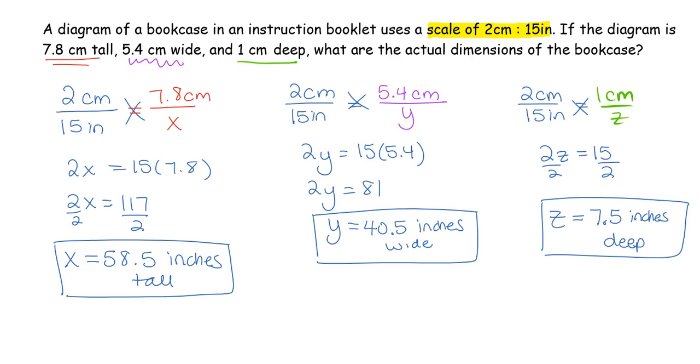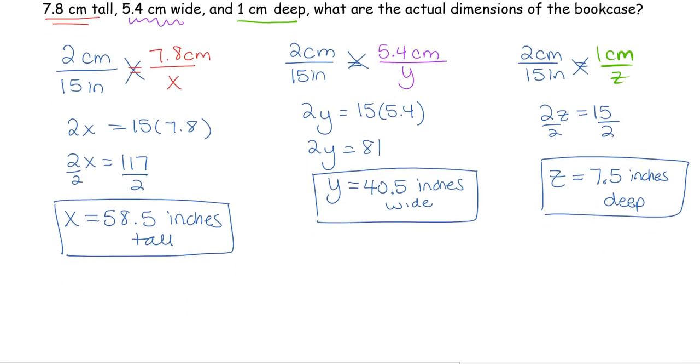All right, again, to solve your proportion, you are going to cross multiply. So when you cross multiply, you then divide by 2, and you get that the depth is going to be 7.5 inches. All right, and that is the end of today's video.